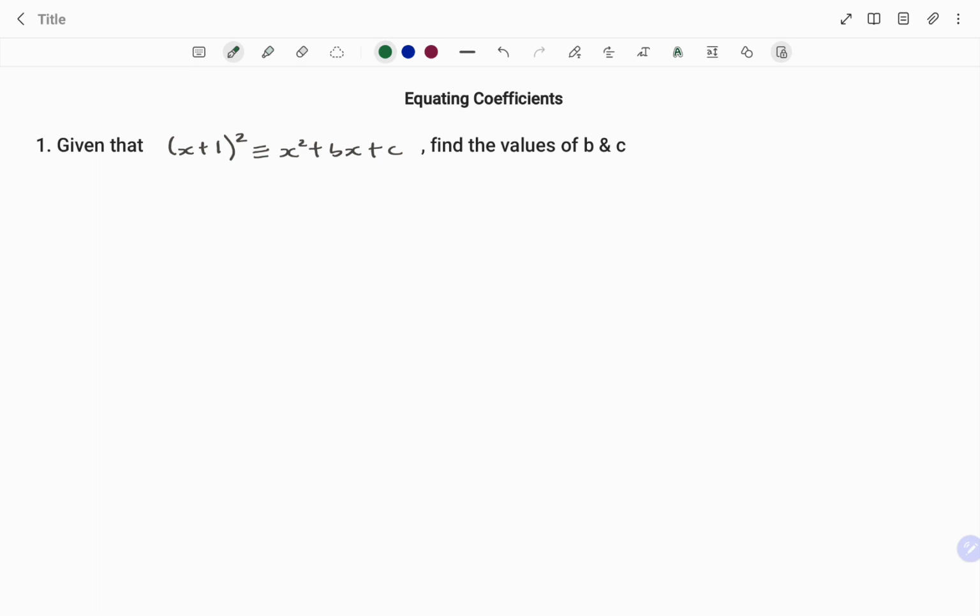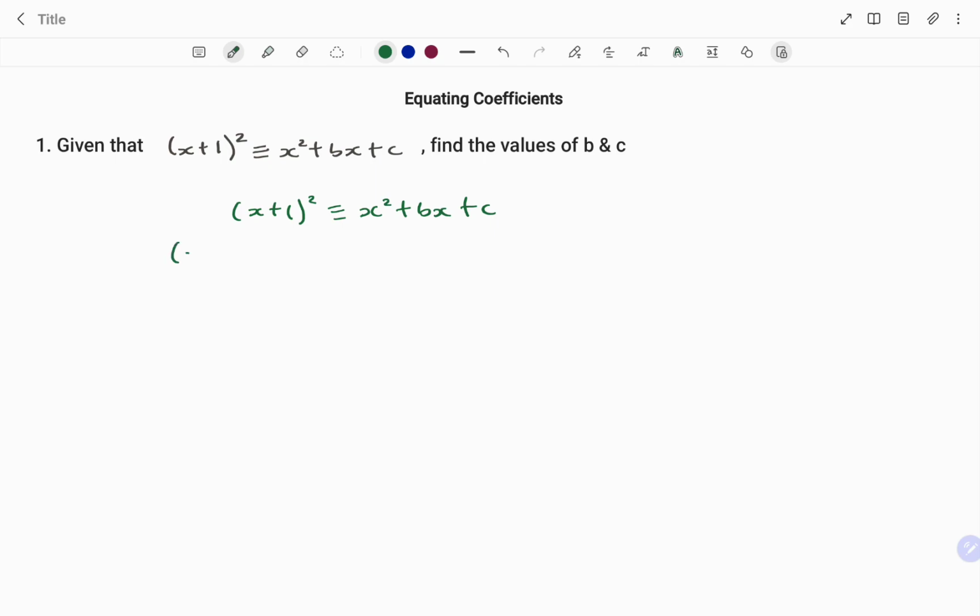In the first example, we are given that (x + 1) all squared is equivalent to x squared plus bx plus c. We have to find the values of b and c. The first step will be to expand our left-hand side.